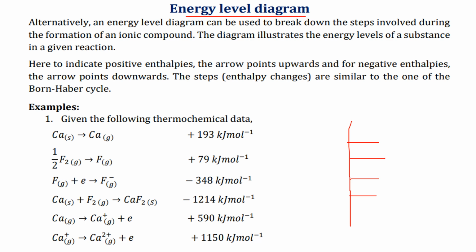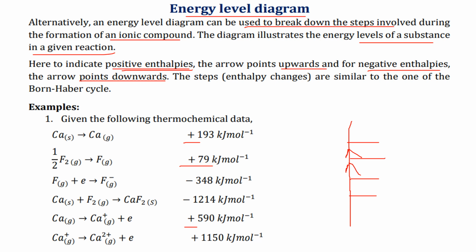So an energy level diagram can be used to break down the steps involved in the formation of an ionic compound. The diagram is going to illustrate the energy levels of the substances provided in a given reaction. And here, to indicate positive enthalpies, arrows must be pointing upwards. I repeat, to indicate positive enthalpies or energies that have positive values, like these ones, their arrows must be pointing upwards on the energy level diagram on each and every level. And for those that are negative, or those that contain negative enthalpies, their arrows must be pointing downwards.